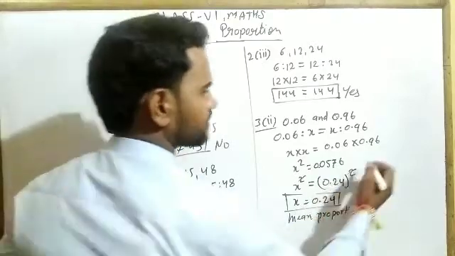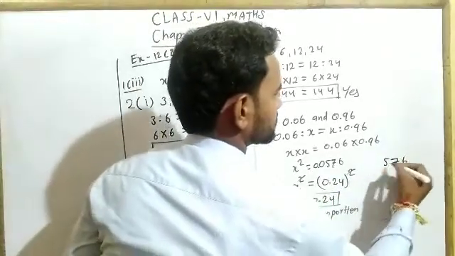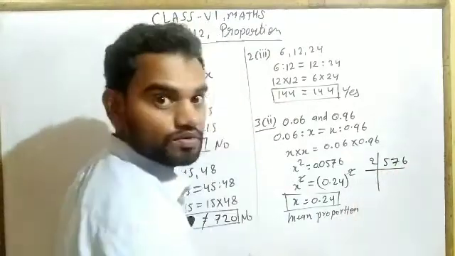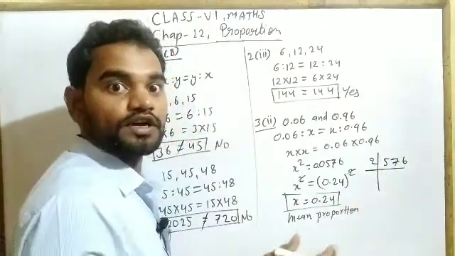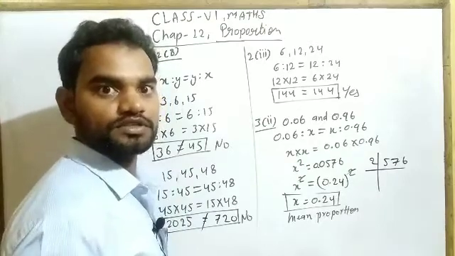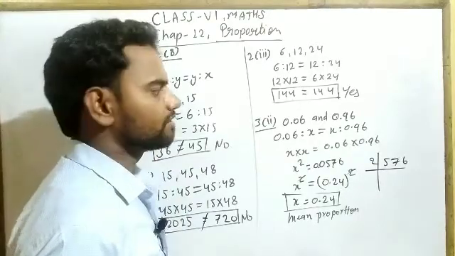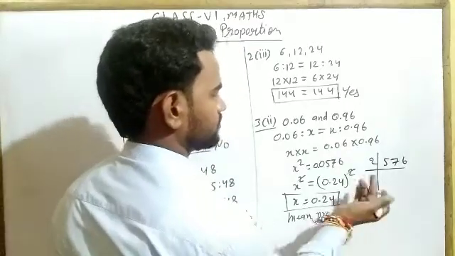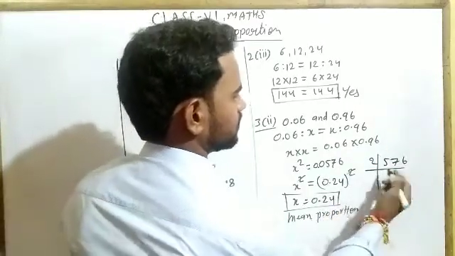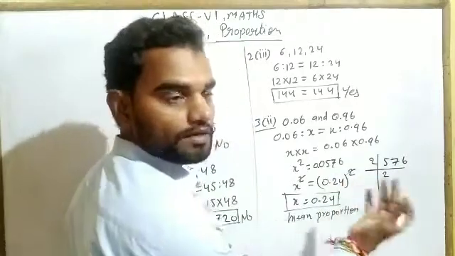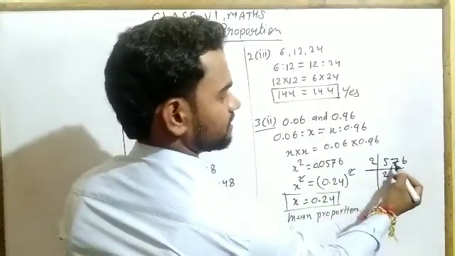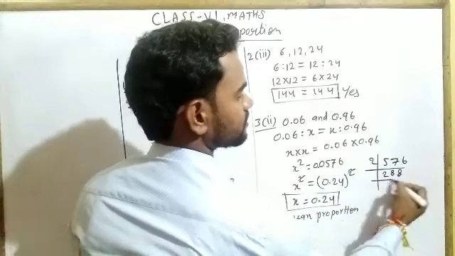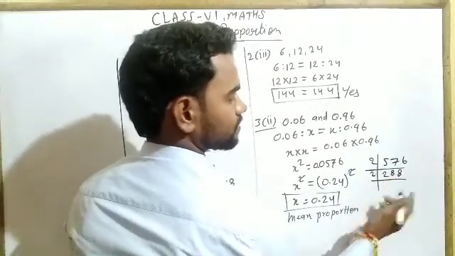Now 0.0576 will be written in square form. How can we write it? Suppose this is 576, and find its prime factors. Divide by 2; you know how to find prime factors from factors and multiples. In previous classes you already read about it. Take a short revision of this. Divide by 2, and continue dividing.